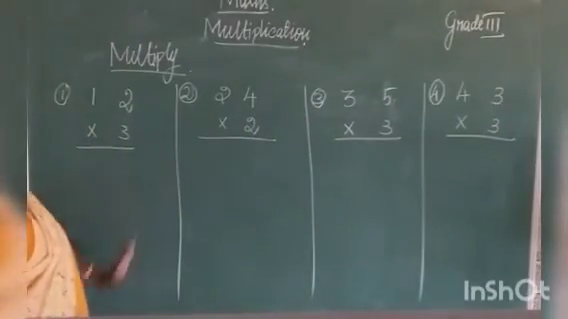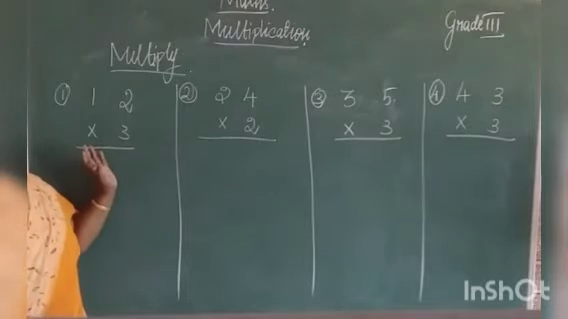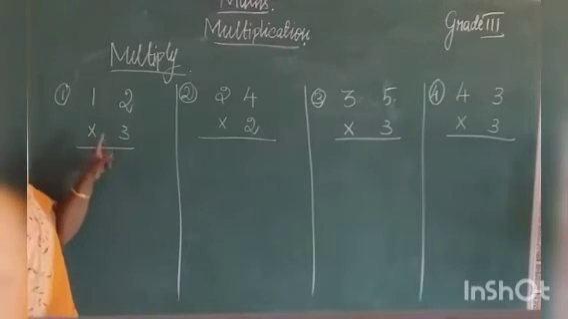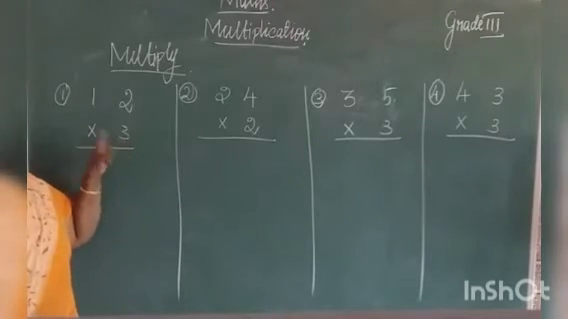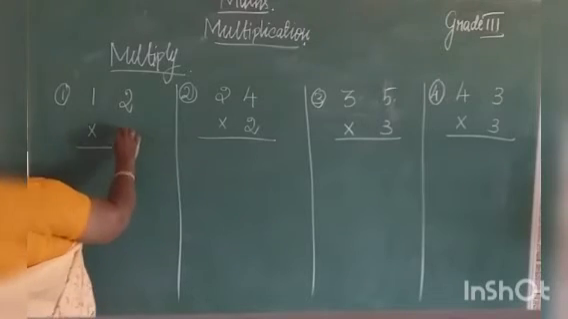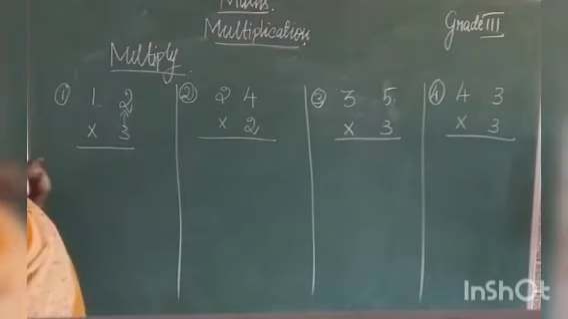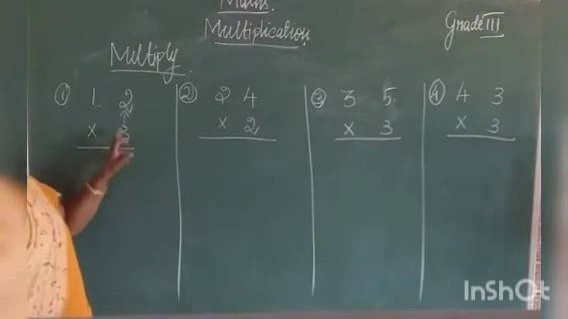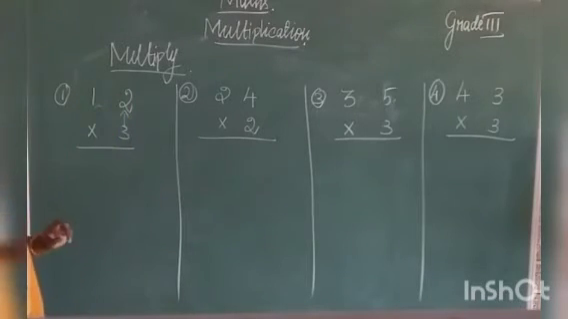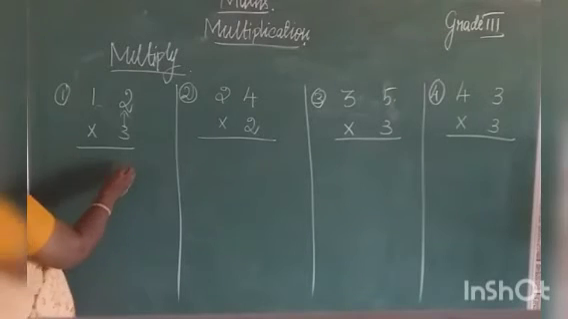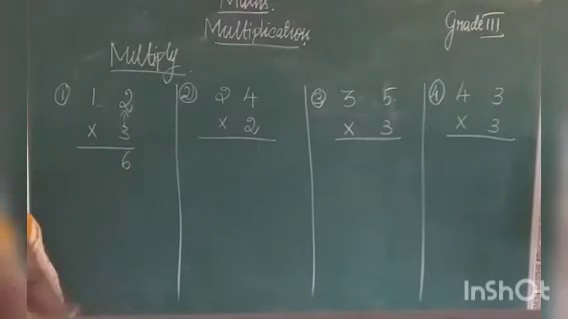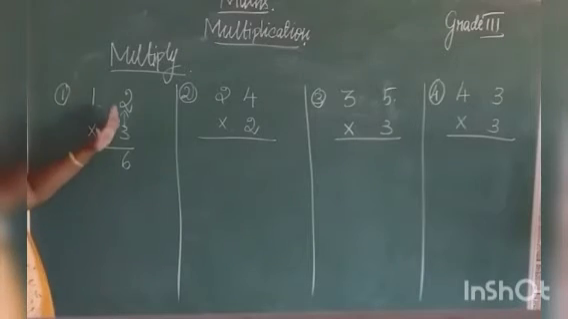The first one, see here. First, which table are we going to use? The third table. Okay? Third table. First we have to multiply these two numbers, right? Next we are going to multiply these two numbers. Understand? Yes. So 3 times 2 are how much? 1 3 is 3. 2 3s are how much? 6, isn't it? Yes, 6. Understand? Yes, in the ones place.